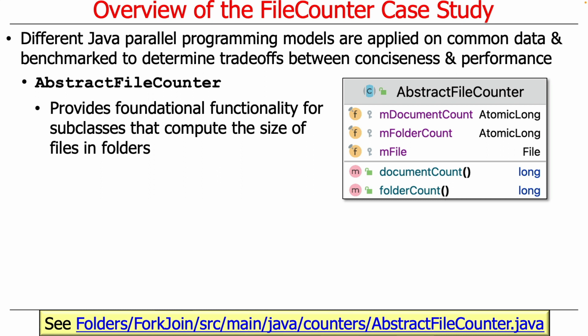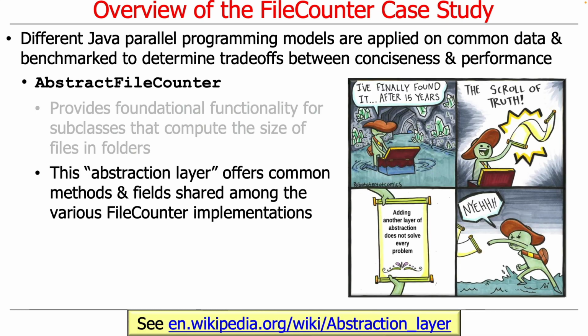The fields are used to keep track of things like the counts of the folders and the counts of the files and a given file. And then we have some methods that are going to be used to do various things. This is essentially an abstraction layer that offers common methods and fields that are shared by the various implementations of this particular abstract class. So the AbstractFileCounter is basically the base of this stuff, and then we subclass it and fill in the blanks.